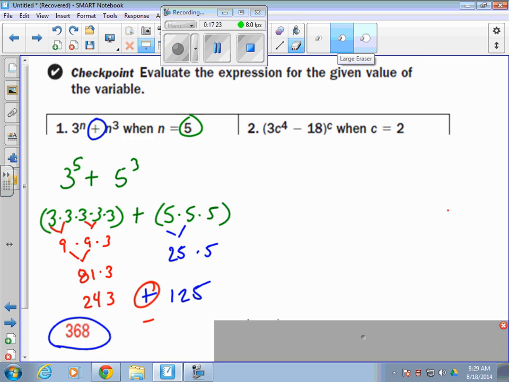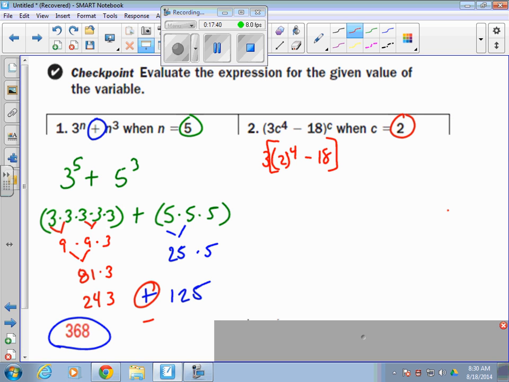For the other one, let me make sure I got it written right. 3c to the fourth minus 18 to the c power. It looks like that's correct. C's value in this case is 2, so 3 times 2 to the fourth power minus 18, and all of this is inside of this set of grouping symbols. That c power is going to be squared. So we just have to work from inside out. Again, we'll talk more about order of operations in the next lesson.